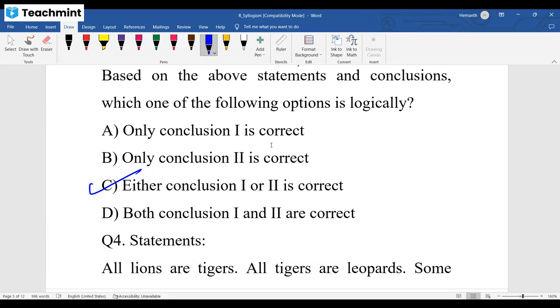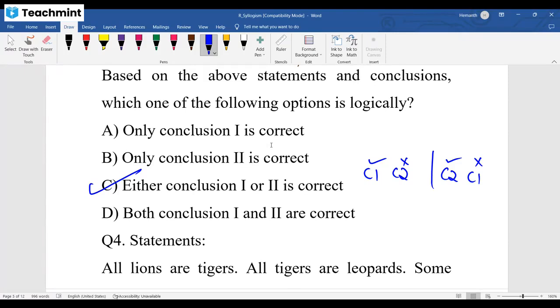Either one or two. What is the meaning? Either one or two means first one true, second one false. When second one is true, first one is false. At least one diagram, both should be satisfied. First one should satisfy one diagram. Second one should satisfy one diagram.